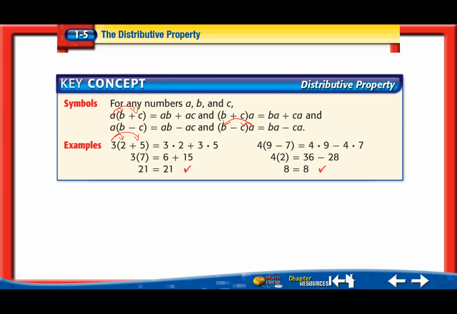Another way you could do that, if you've got the numbers inside of here, you could just go 2 plus 5 is 7. 3 times 7 is 21. Either way works. And then here's just one with some negative numbers there. So when you multiply 4 times 7, it comes out to a negative number. Or you could just do the subtraction inside of here and multiply them, done.